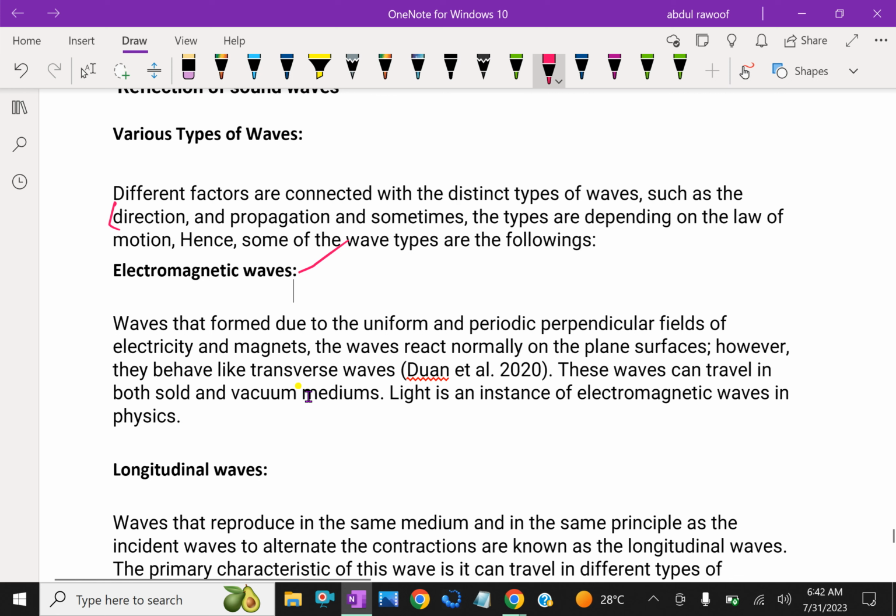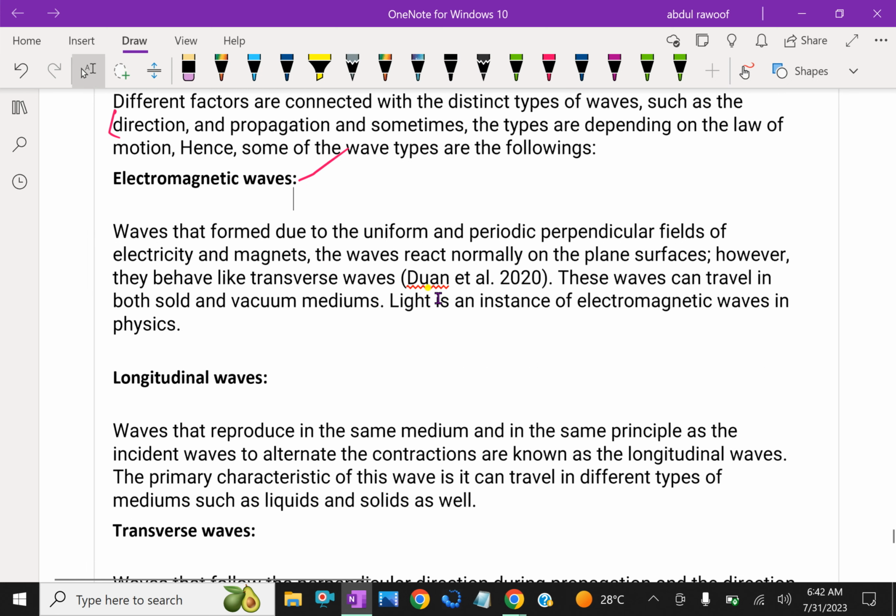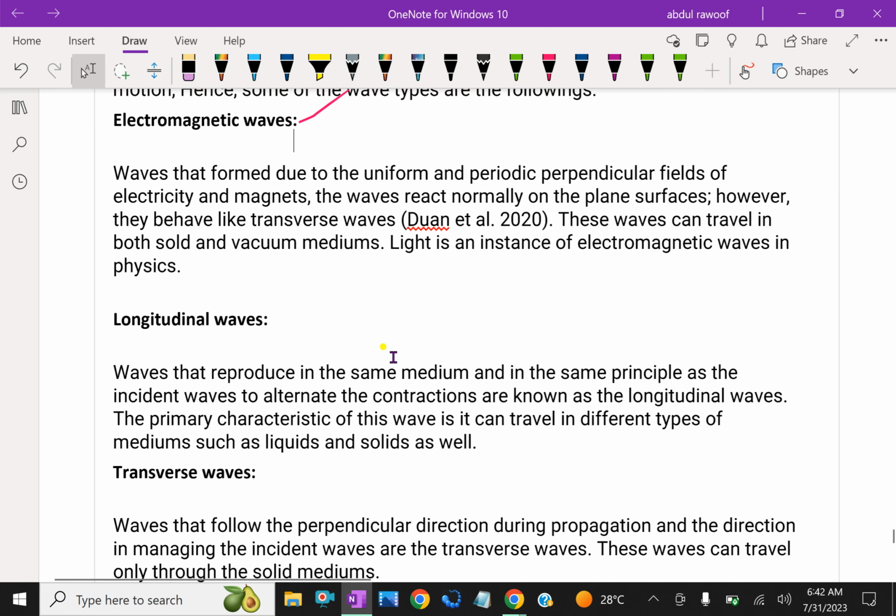Electromagnetic waves. Waves formed due to uniform and periodic perpendicular fields of electricity and magnetism. The waves react normally on a plane surface. However, they behave like transverse waves. These waves can travel in both a medium and vacuum. Light is an instance of electromagnetic waves in physics. We will discuss electromagnetic waves in detail in future videos.